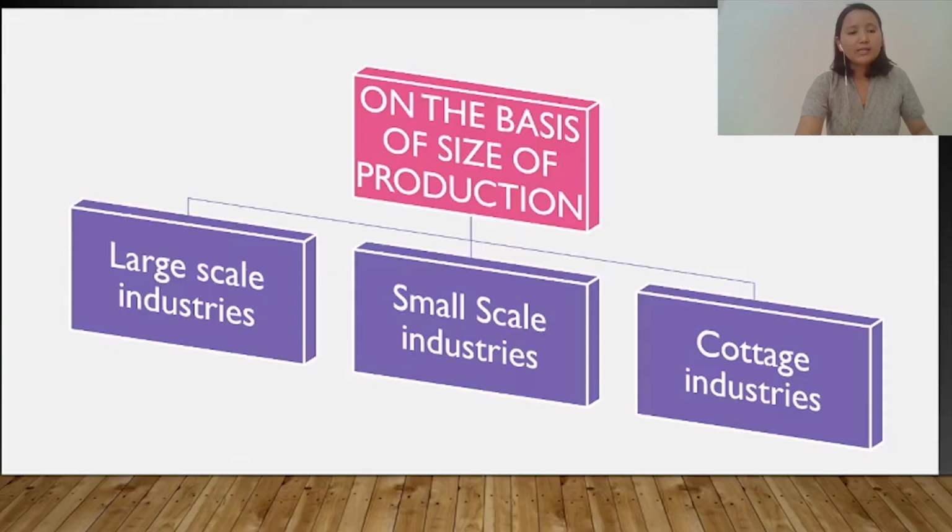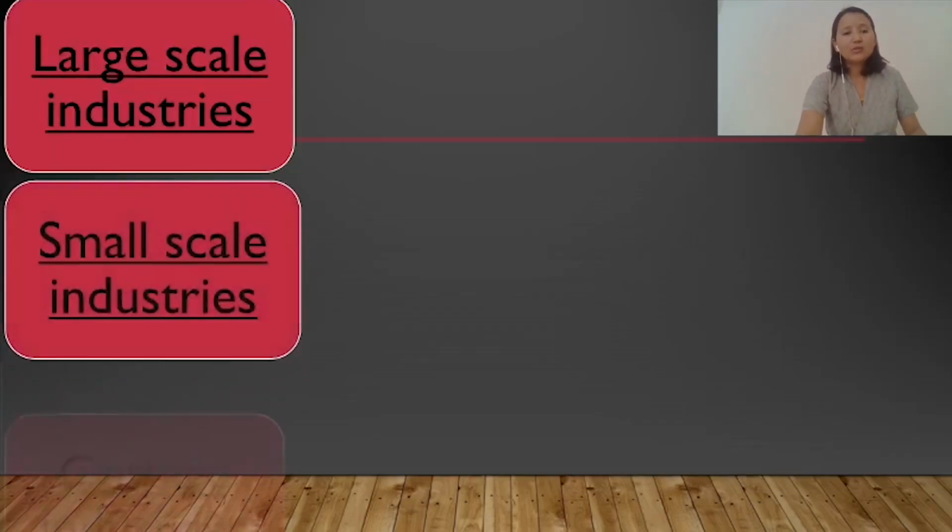So the first one is, on the basis of size of production, industries are classified into large-scale industry, small-scale industry, and cottage industry. So, large-scale industry.